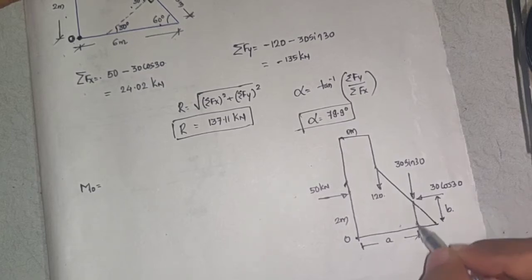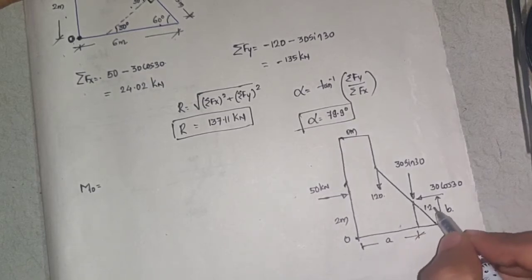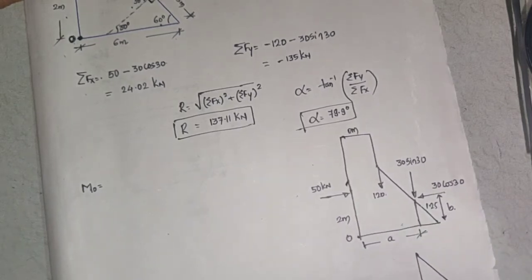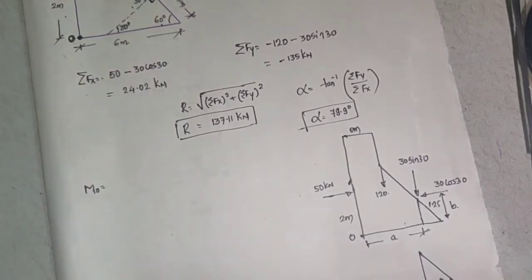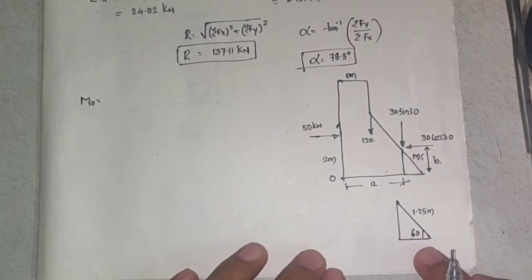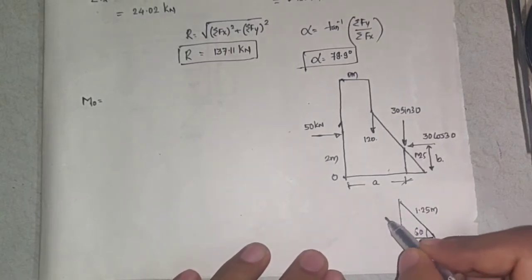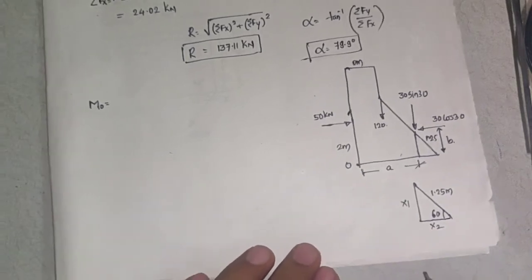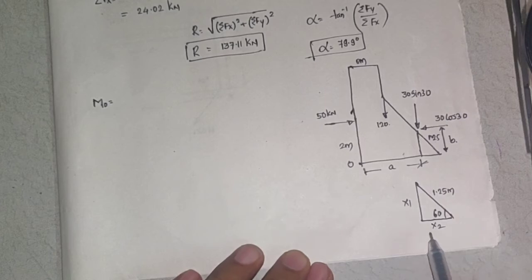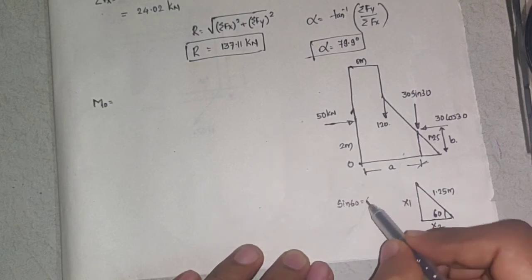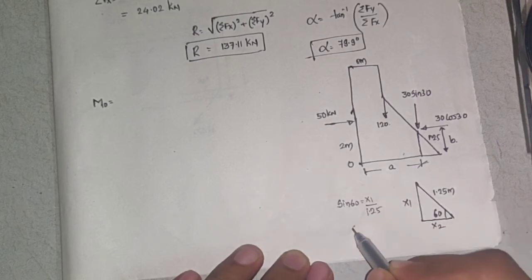Now how will I calculate that? I know this length, so I'll draw one more triangle here, which is making 60 degrees. This is 1.25 meter. This we know from the question. Now this 1.25 I know, and I know this 60 degrees. I'll call this x1 and this x2. How will I calculate x1 and x2? Sin 60 is equal to opposite upon hypotenuse. Opposite is x1 upon 1.25. So what is x1 equal to?